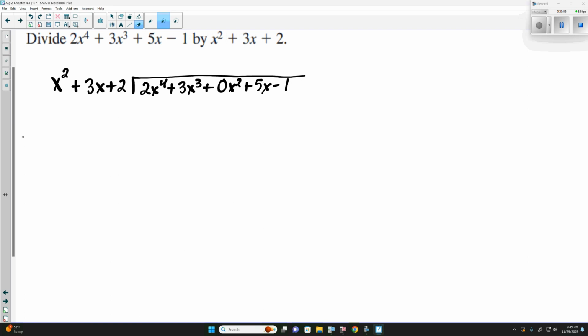Questions on this here? Our first step, what times x squared will give us 2x to the fourth? 2x squared.